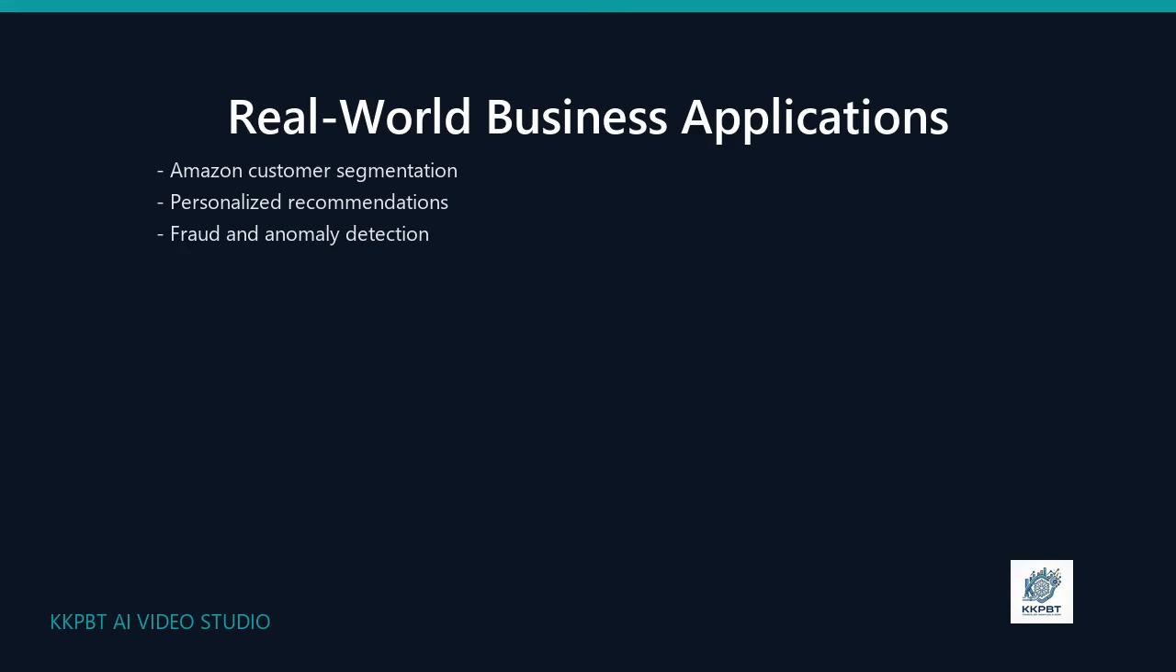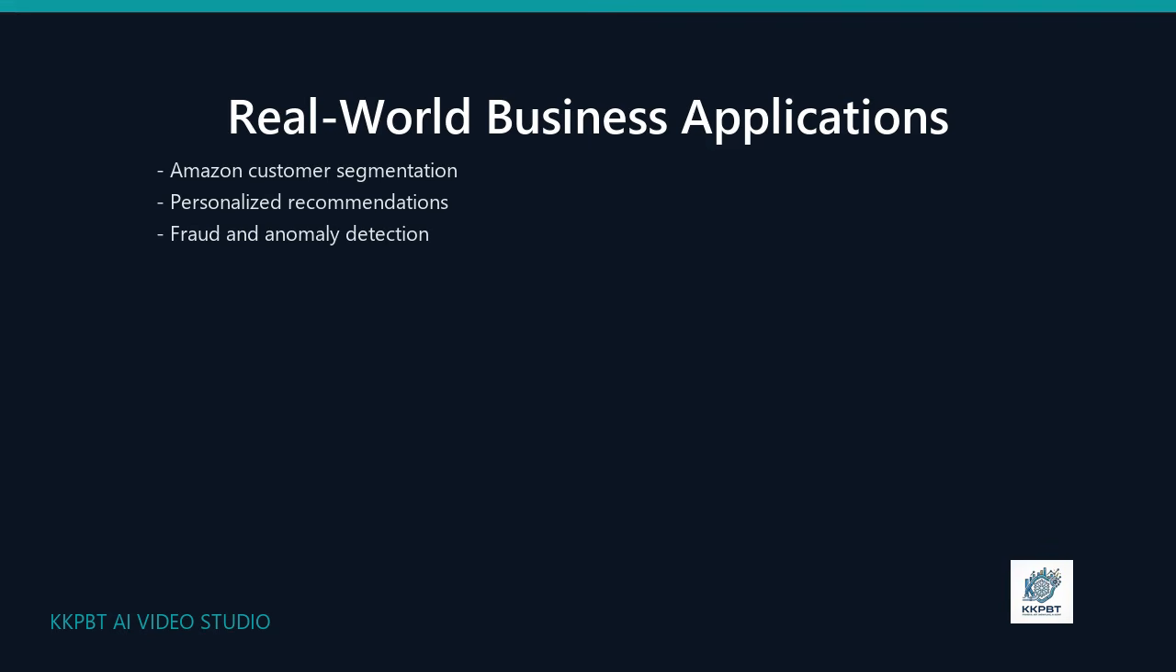So where is this actually used in real life? E-commerce platforms like Amazon use unsupervised learning to group customers with similar shopping habits together. This allows them to automatically create personalized product recommendations. Banks also use it for anomaly detection to spot credit card fraud by highlighting suspicious transactions that don't fit normal patterns.